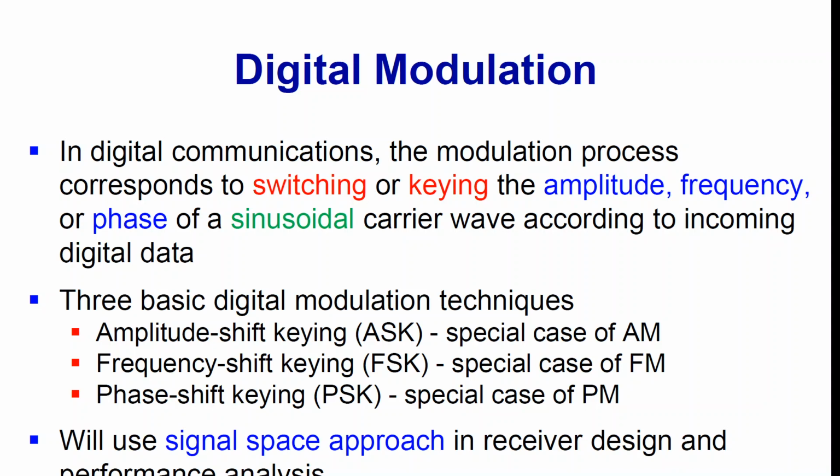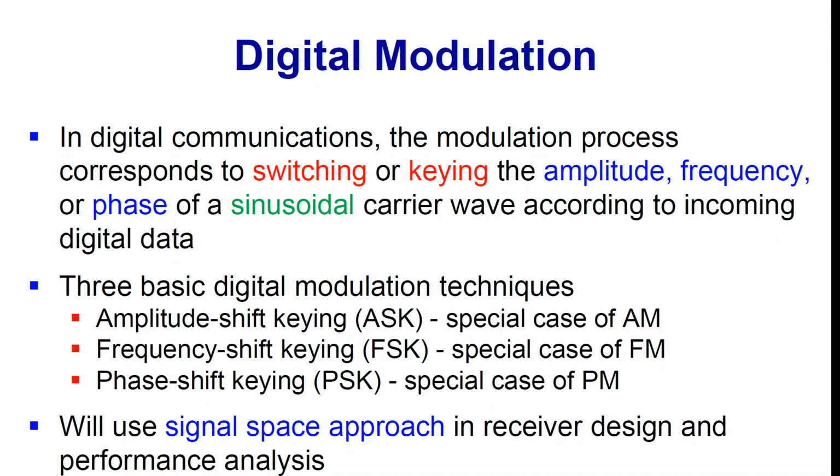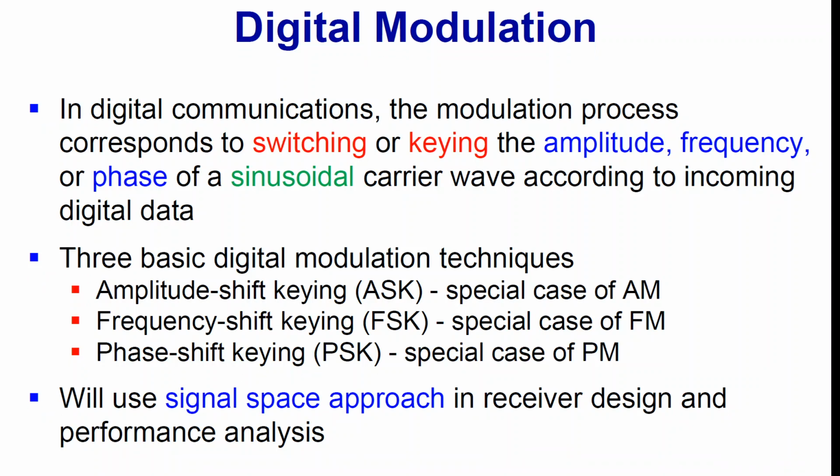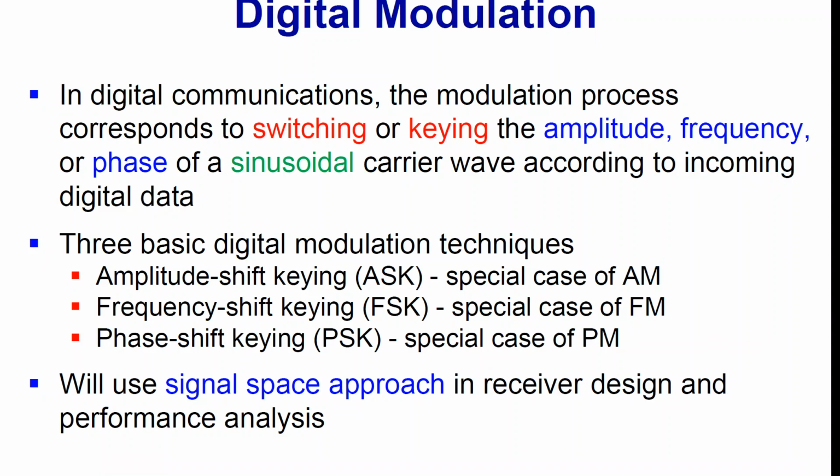So there are three basic digital modulation techniques. Amplitude shift keying is a special case of AM, frequency shift keying is a special case of FM, and phase shift keying is a special case of phase modulation. We will use the signal space approach that we have studied before to analyze the modulation schemes mathematically, and to do the performance analysis, that is, to find the probability of error.